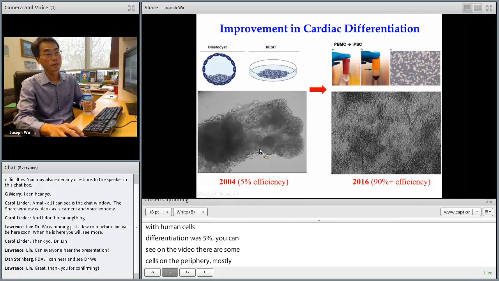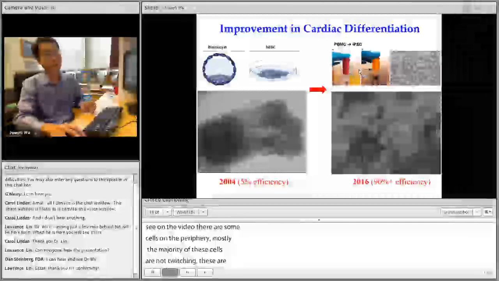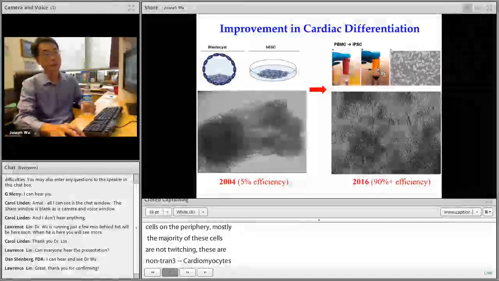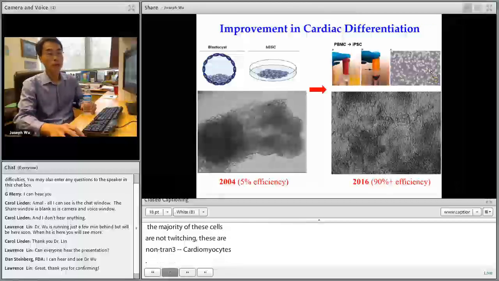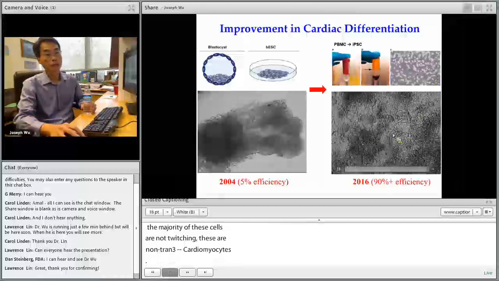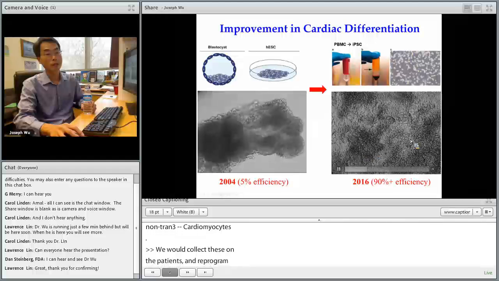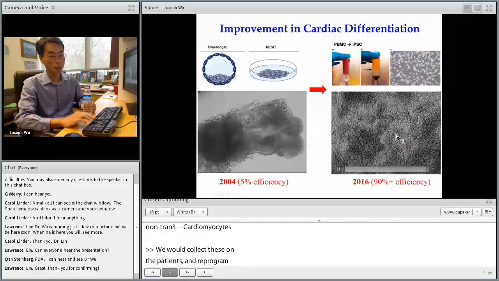Fast forward about 12 years later, instead of using human ES cells, we routinely collect blood samples from patients. From this blood, we collect the PBMC. From the PBMC, we reprogram them into iPS cells. From the iPS cells, we differentiate into beating cardiomyocytes. We're getting consistently 90% plus beating cardiomyocytes, as shown in this video here.